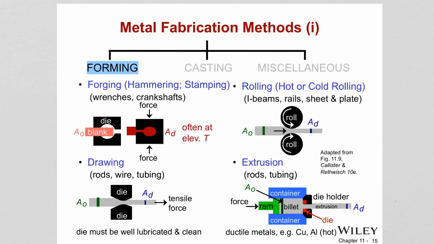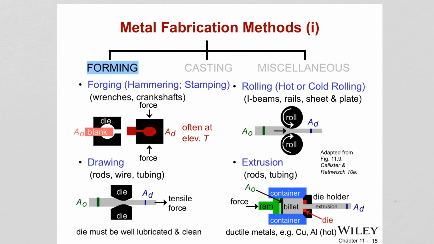And then there is rolling. In this case we have rolls. In between the rolls we also achieve the same thing. The material flows through and achieves a reduction in the cross-sectional area. I-beams, rails, sheet and plate can all be formed with this technique. It can be hot or cold rolling.